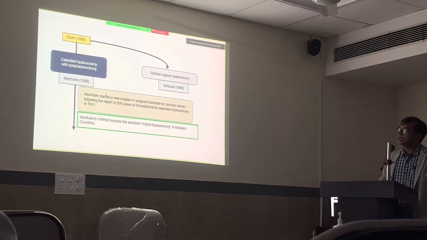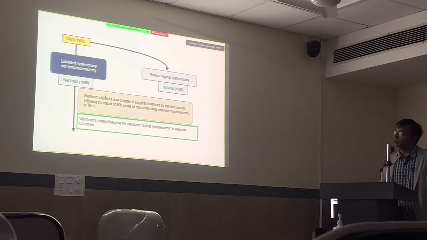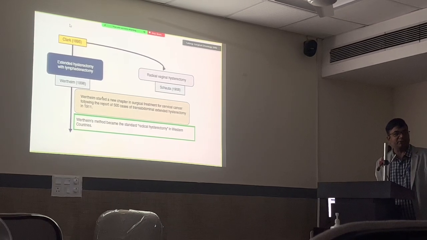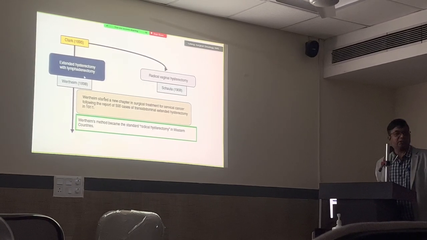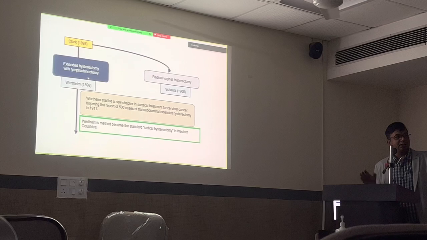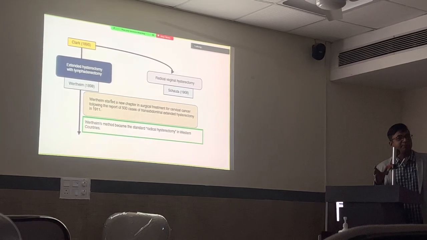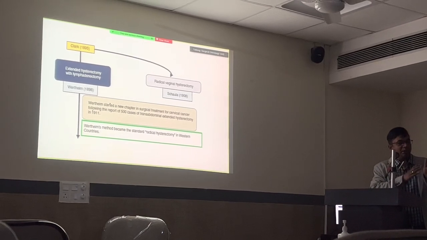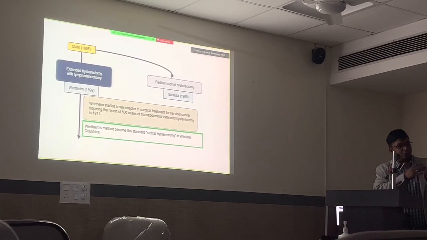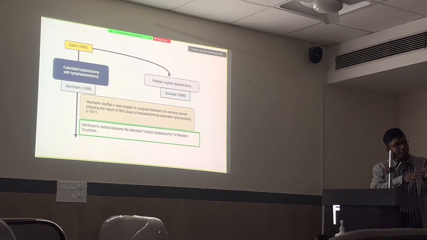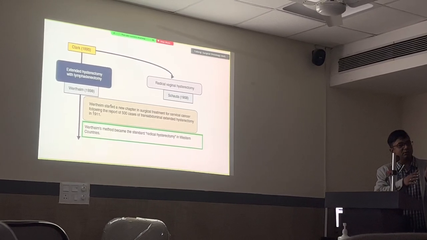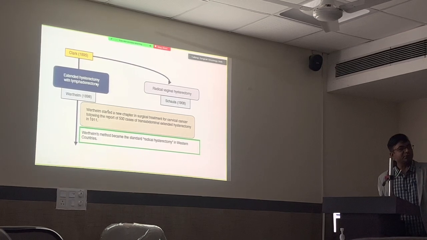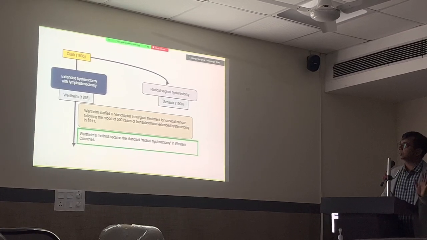So it was Wertheim. Though the surgery was described before his literature came into existence, you will see the importance of data. He published a series of 150 patients in 1911. He showed the world that this radical surgery is possible with a good oncological outcome. So this surgery became synonymous with his name, the Wertheim hysterectomy.